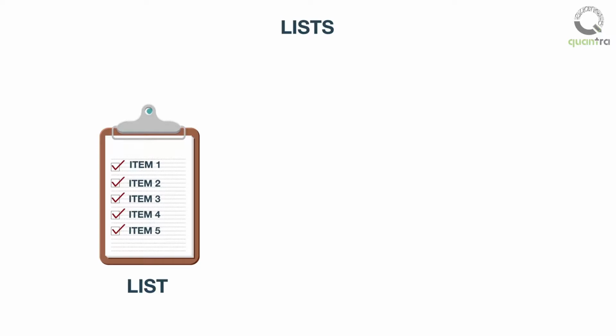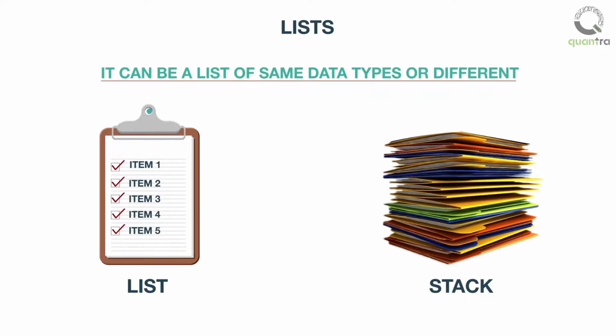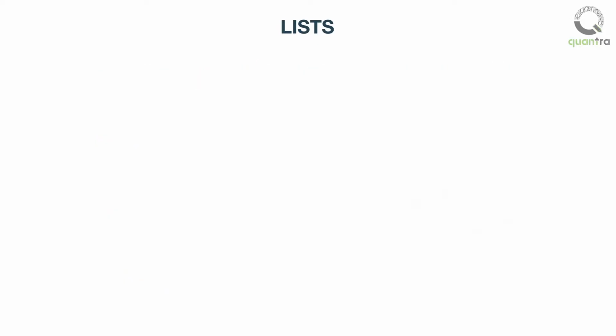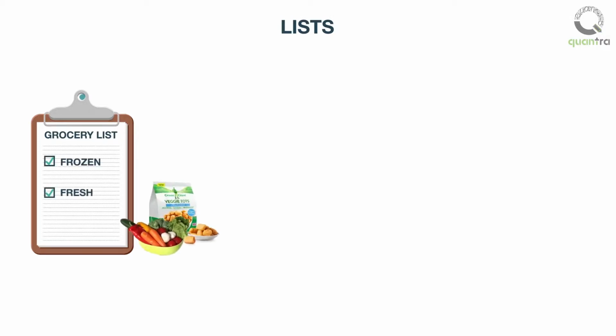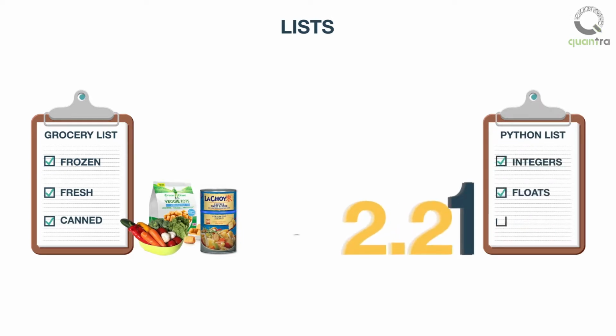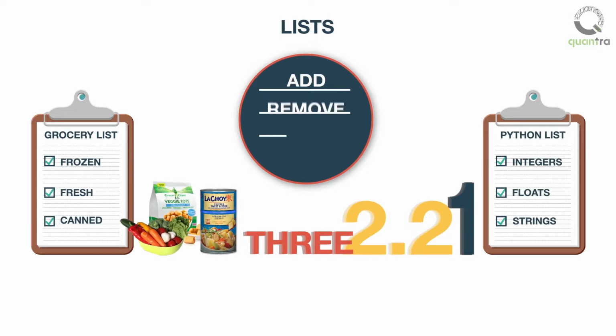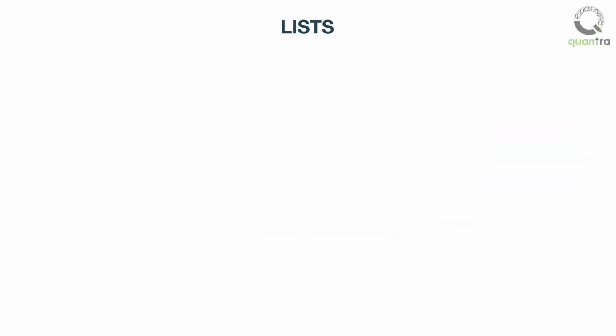As the name suggests, a Python list is a list, or stack, of different things. It can be a list of same data types, or different. For example, a list of grocery shopping consists of frozen, fresh, and canned food items. Similarly, a Python list can consist of, say, integers, floats, strings. You can add, remove, change, or select any item of your choice from this stack. This makes lists more powerful and flexible than arrays.